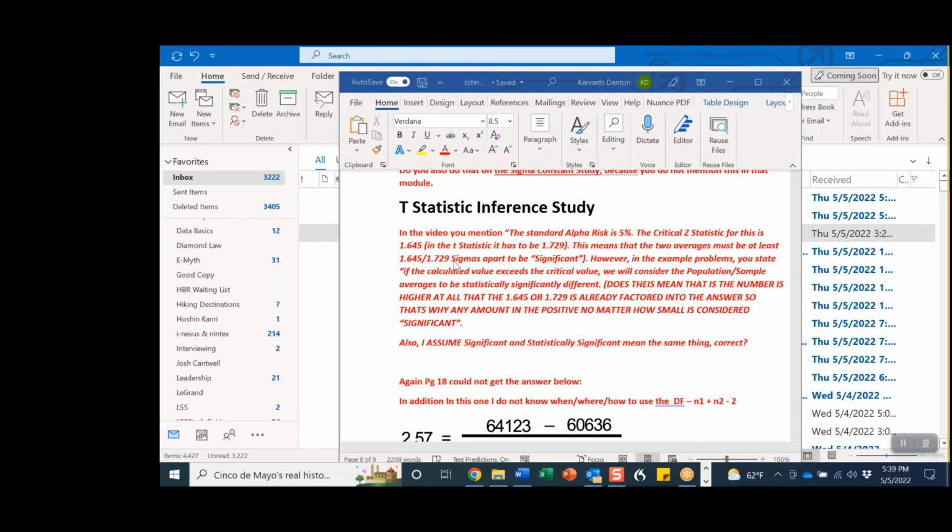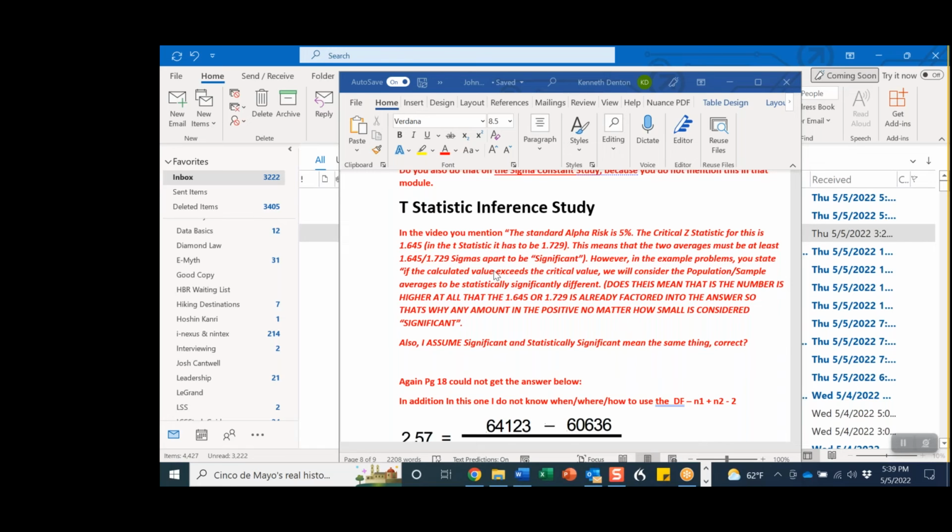Yes. But in the T statistic, it's 1.729. Okay. Yeah. I understand that. Got all that. I understand how that works. But my question is that there's a statement that you make that says that in order to consider something significant, it has to be that 1.645 in a Z statistic study. It has to be the 1.729 in the T statistic to be considered significant.